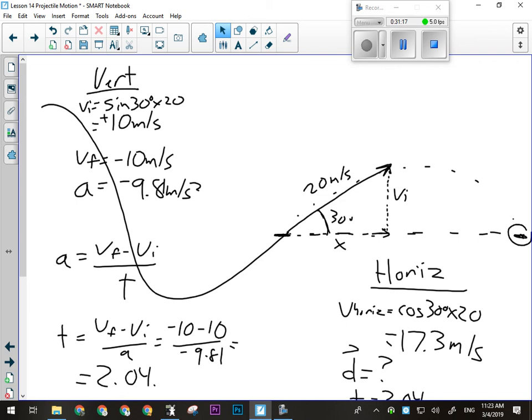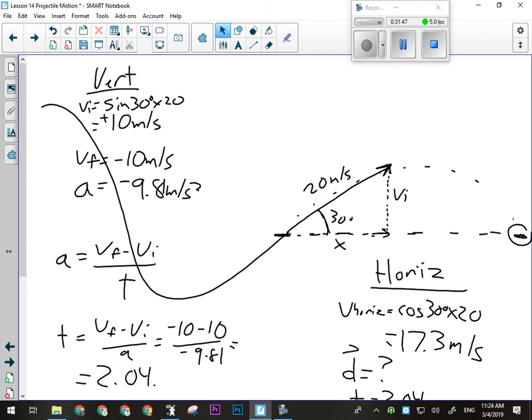From a vertical perspective, even though this thing's moving at an angle, if I can only see the vertical part, I see something start moving upwards at 10 meters per second. As it moves upwards, it slows down, because gravity's pulling it down. So it reaches a maximum height where its velocity will be 0. Now it's going to fall back down exactly the same distance at exactly the same rate of acceleration, which means it has to get back to the speed it left at.